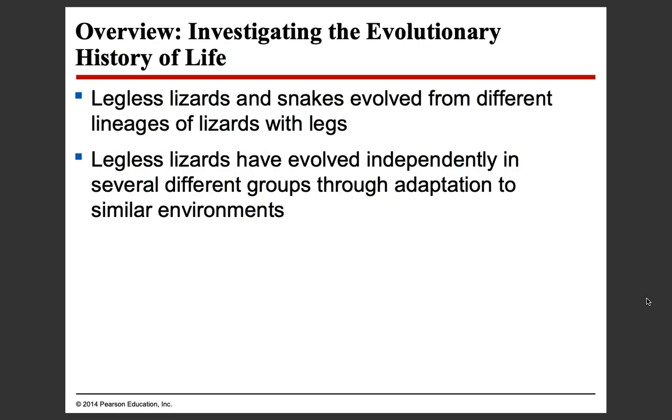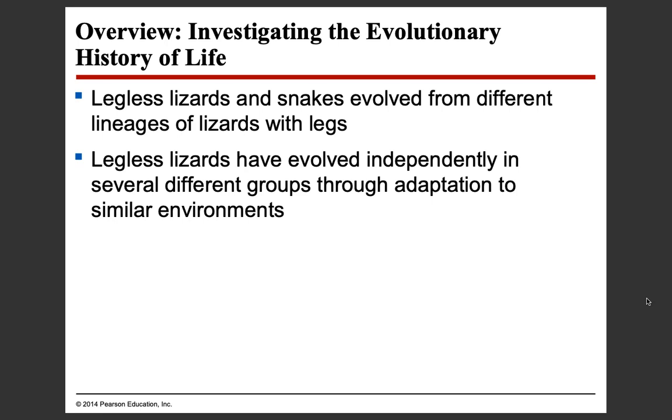Okay, so we're going to look at investigating the evolutionary history of life. We started off with descent with modification in our last lecture. So this lizard that you just saw a picture of, it's considered a legless lizard. And these lizards and snakes actually evolved from different lineages of lizards. It wasn't like snakes came later than lizards. It's just two different lizards that have evolved separately to have a legless lizard and snakes. So these legless lizards have evolved independently in several different groups through adaptation to similar environments.